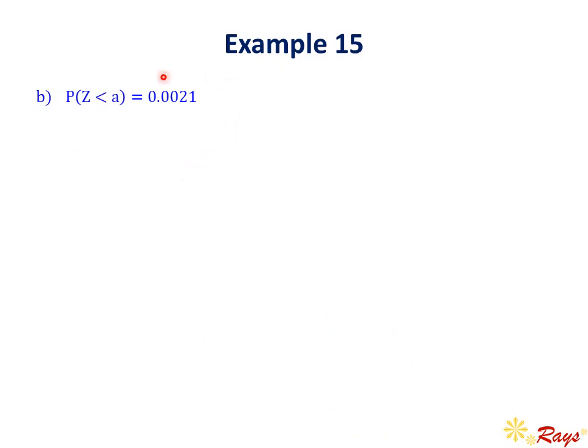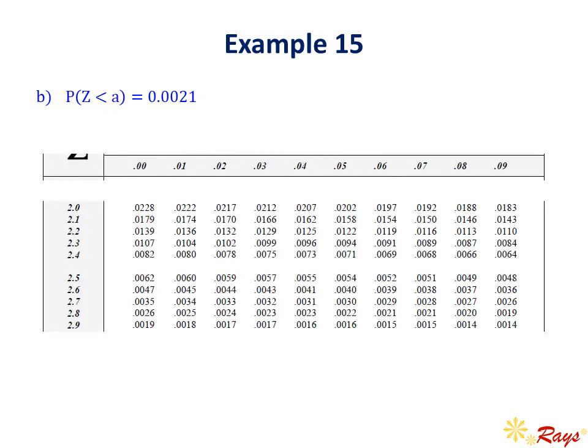Question B. Find A given that the probability Z lesser than A is equal to 0.0021. Observe that the probability is less than 0.5. And this lesser than sign here is referring to the area at the left tail. So if the probability is less than 0.5, then the line of A is on the negative side. So let us find the value of Z.